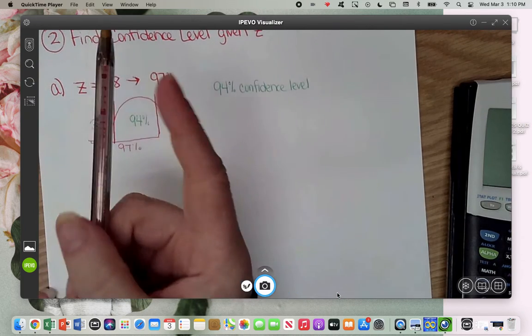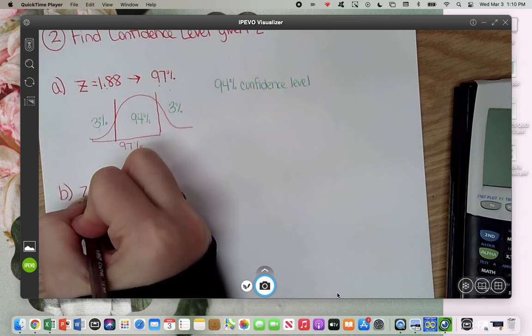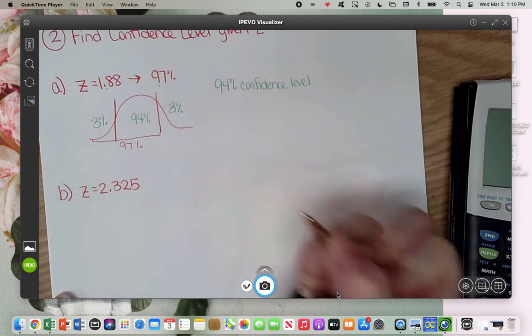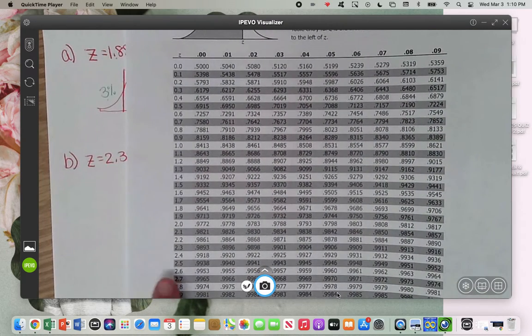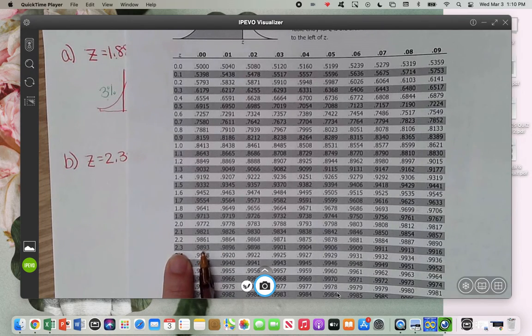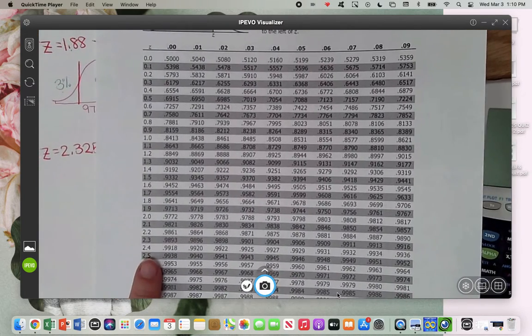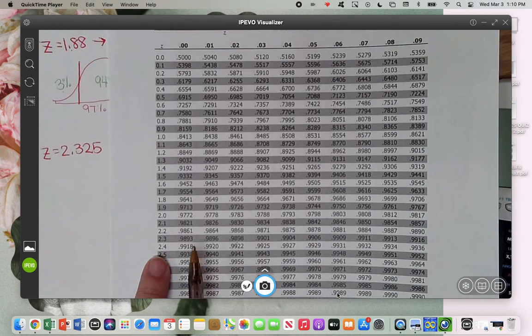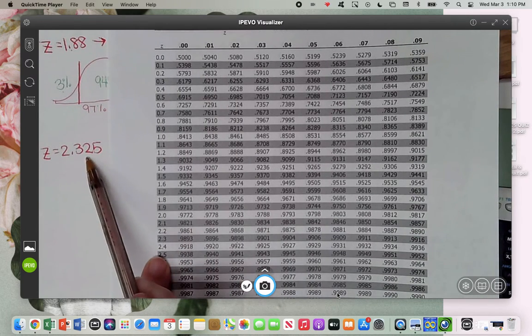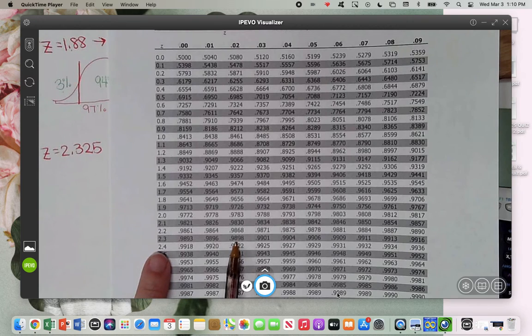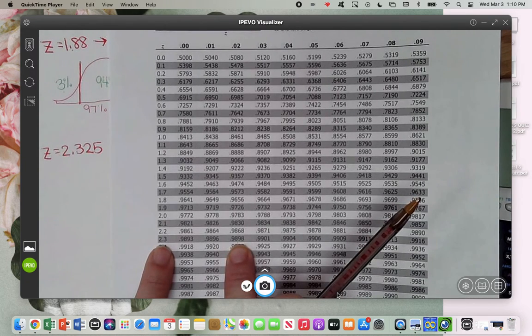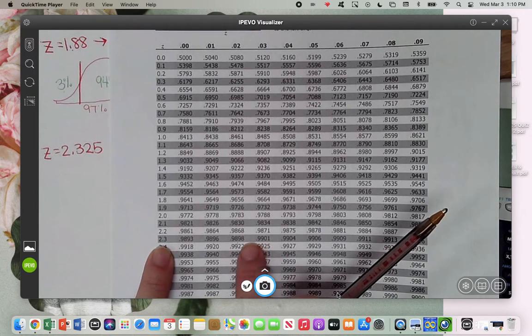All right, let's try another one. Let's go with a z-value of 2.325. 2.3 would be right here, and then 0, 1, 2, and 3. 2.325 is in between those two numbers, so between .20 and .30. 2.32 is almost .99, but not quite. 2.33 is a little bit over .99, so right in the middle would be just .99.